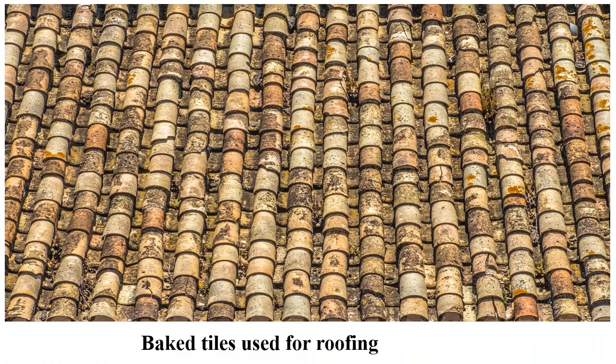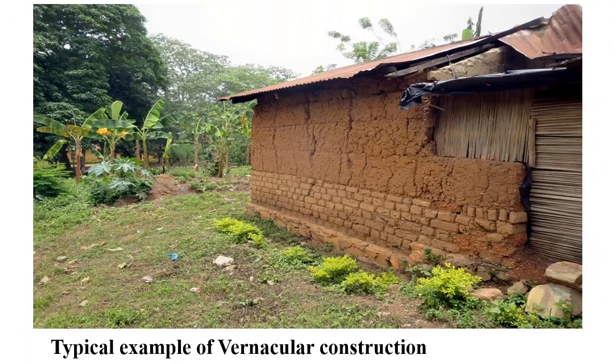Another good example of vernacular materials are the baked tiles. Those are used for roofing in various parts of the world, especially in South India and along the coastal belts. We'll find these details in a very usual manner. It is an intelligent building material that is cast by the people themselves on site.